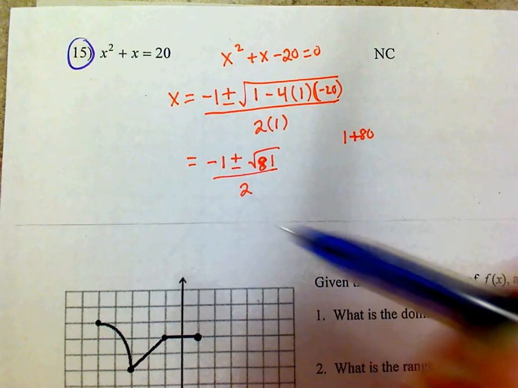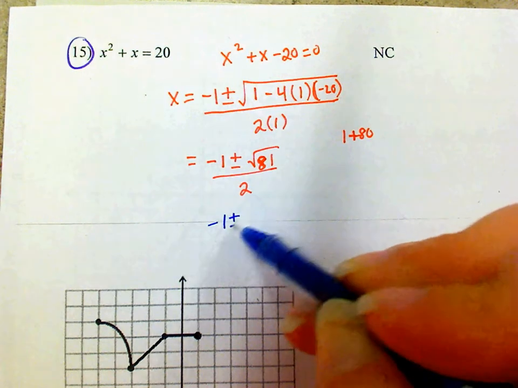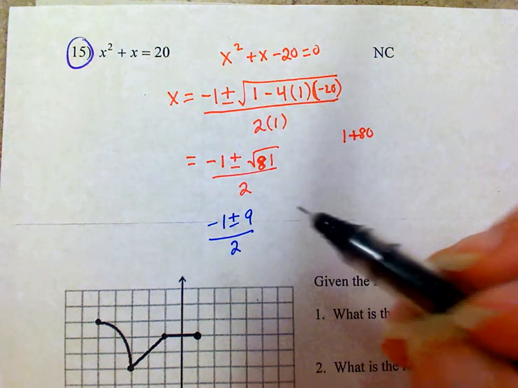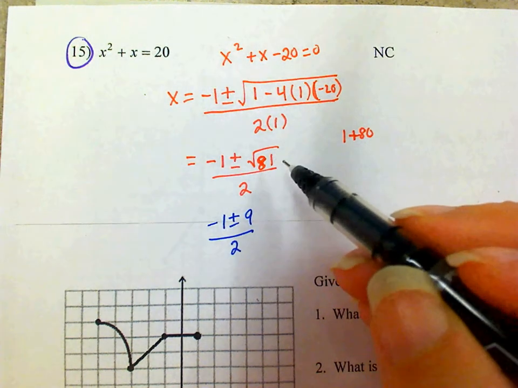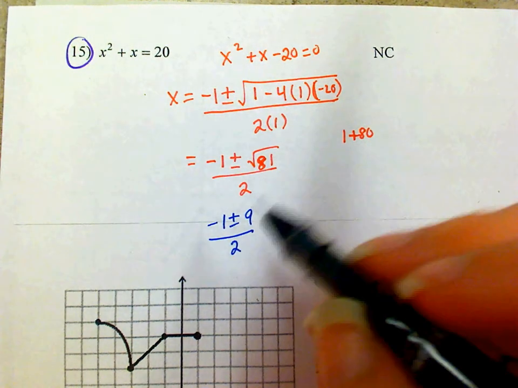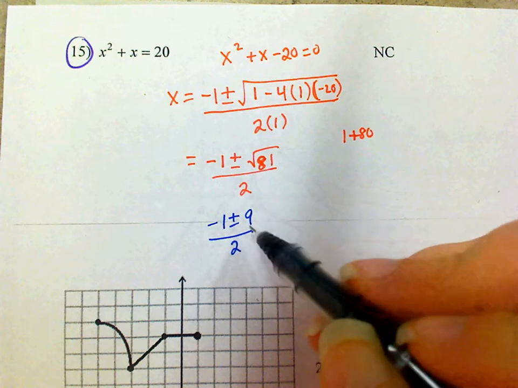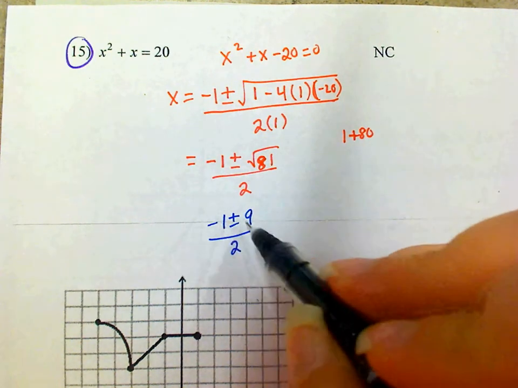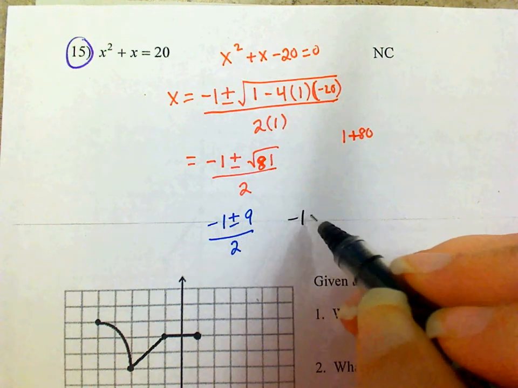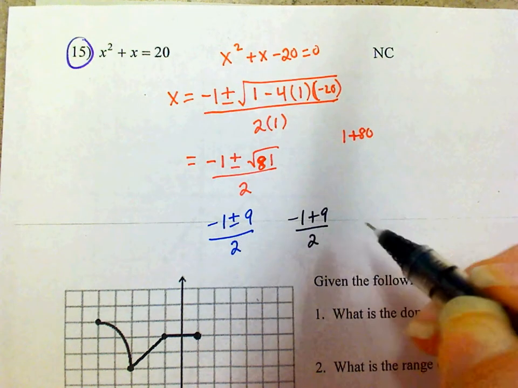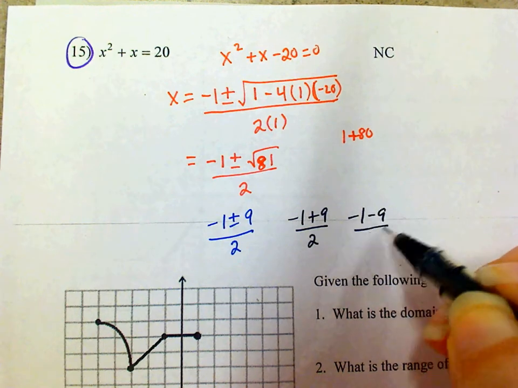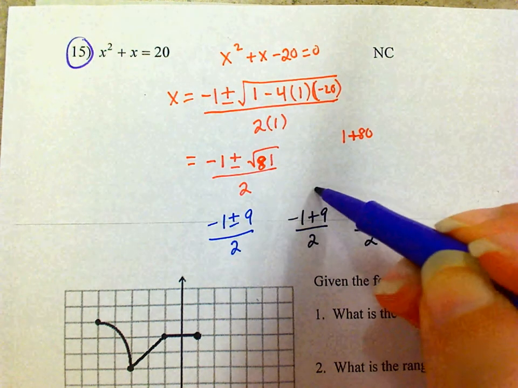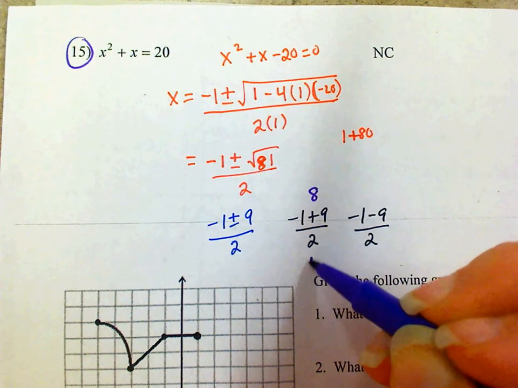So I've got negative 1 plus and minus 9 over 2. You cannot stop there. You can get partial credit when you stop there, but you will not get full credit because you have to recognize that that is 9. No square root left over. But that's not done. These two numbers can be simplified. So I've actually got negative 1 plus 9 divided by 2 and negative 1 minus 9 divided by 2. So negative 1 plus 9 is 8, and 8 divided by 2 is 4.